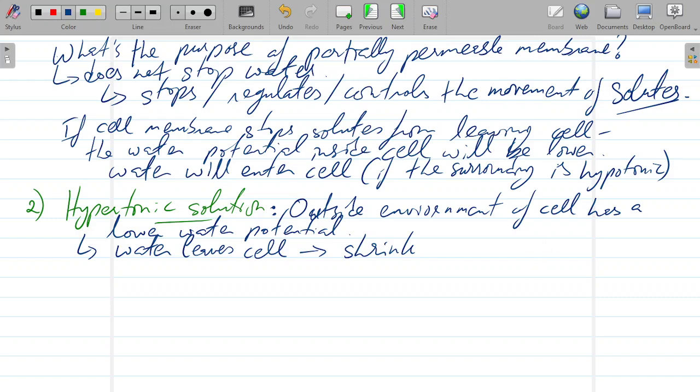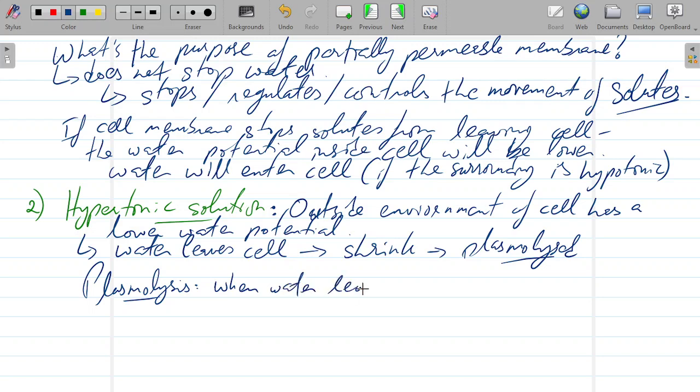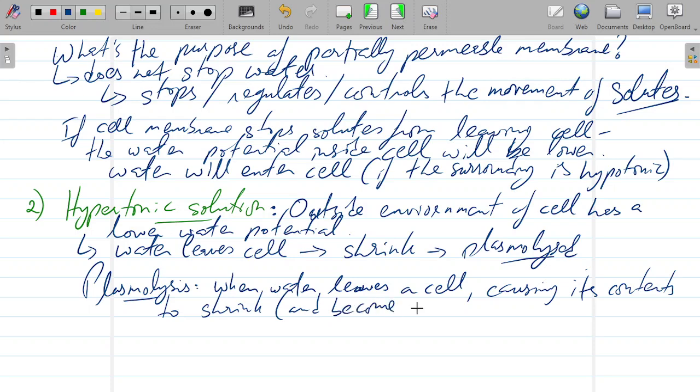And there will come a point where the animal cell becomes plasmolyzed. Plasmolysis is when water leaves a cell, causing its contents to shrink and become concentrated.